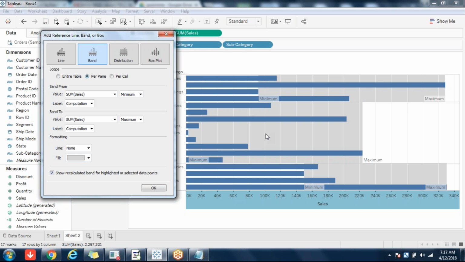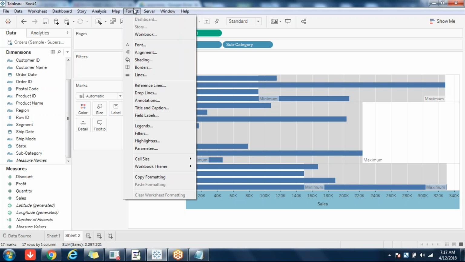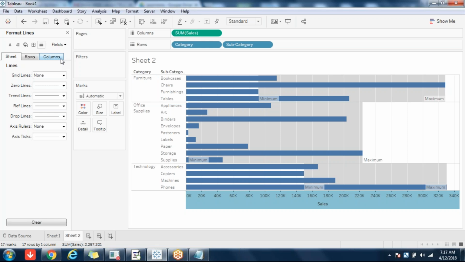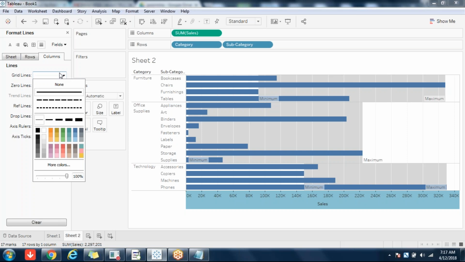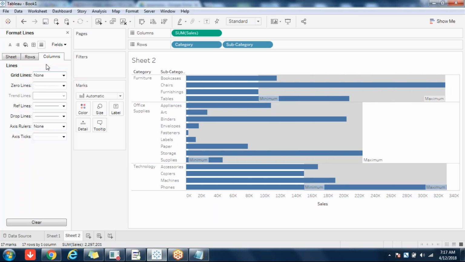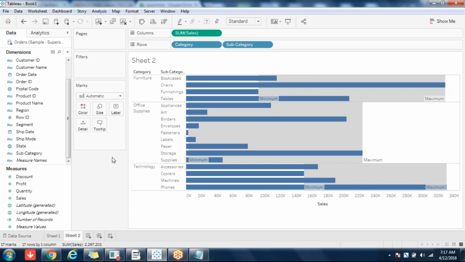This white color line is a grid line. I told you you can remove it by going to format. In which chart did I tell you? All of you, I told you in bullet graph. So that is the grid line. Lines are here. You go there, in columns, and click on none. So that's all it is. Pretty much simple, straightforward. This is band.